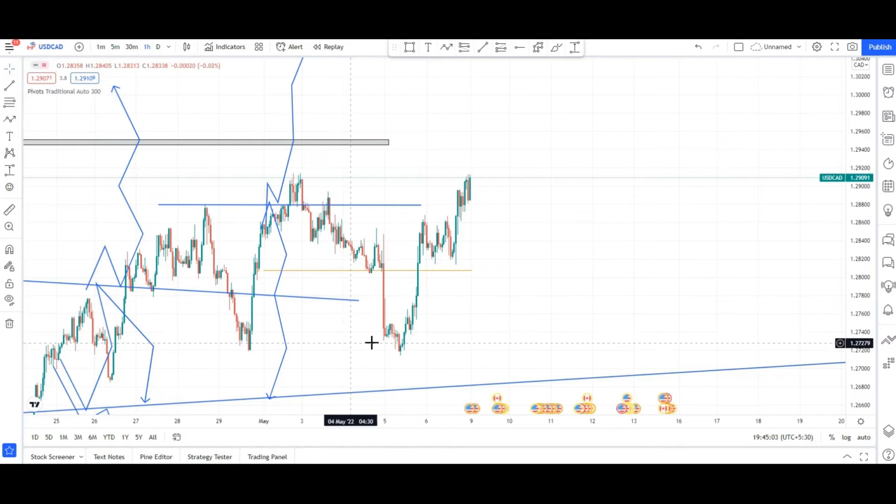third. All three targets have been achieved. At the second target I booked 70%, where this red candle is forming, somewhere around mid. After that I booked my whole profit at the third.